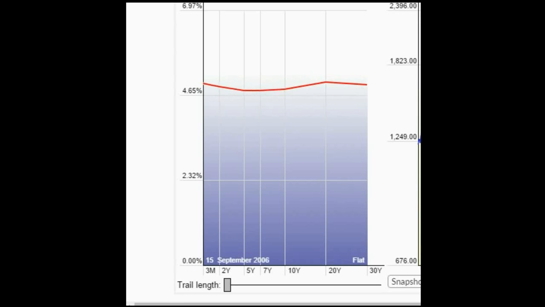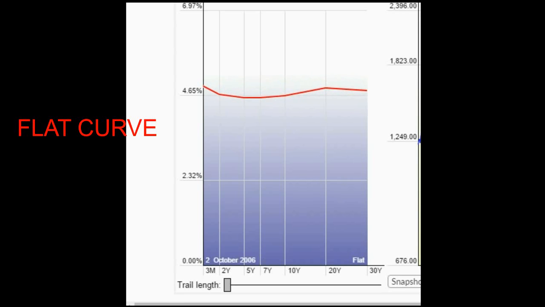Now, this is back in 2006, around September. And if you notice what's happening right now, the yield curve is actually inverting, where the short-term treasury rate is higher than the long-term treasury rate. So it's an inverted yield curve. And it's very flat, extremely flat.